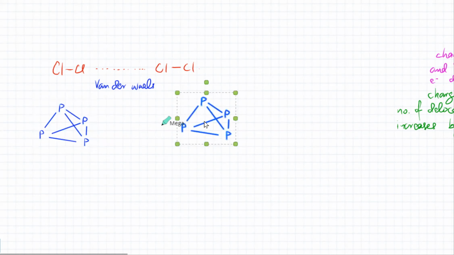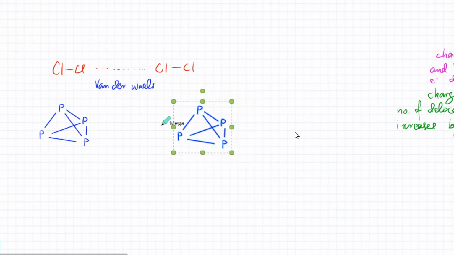Both of these molecules are going to be non-polar, because it's only phosphorus. There's no difference in electronegativity. So they're non-polar. They're going to have van der Waals forces as well, or instantaneous and induced dipoles. Same goes for the S8 molecule.